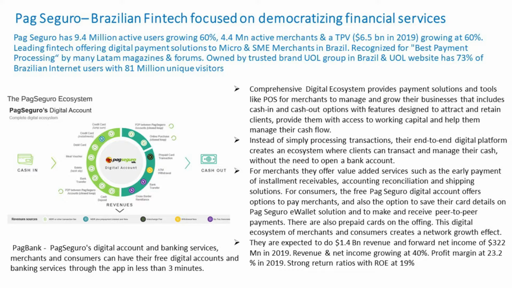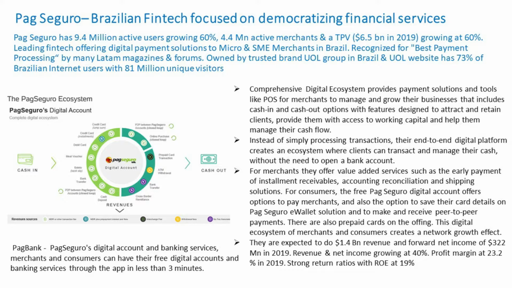Merchants and consumers can have their free digital accounts and do most of the banking services through the app in just less than 3 minutes. That's what they are touting it to be. It's a comprehensive digital ecosystem that provides payment solutions and tools like point of sale for merchants to manage and grow their businesses. That includes cash in and cash out options for both merchants and consumers. And it's a strong sticky factor for both merchants and consumers to be in the same platform.